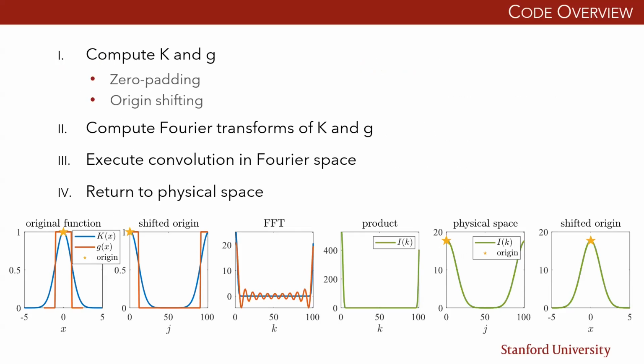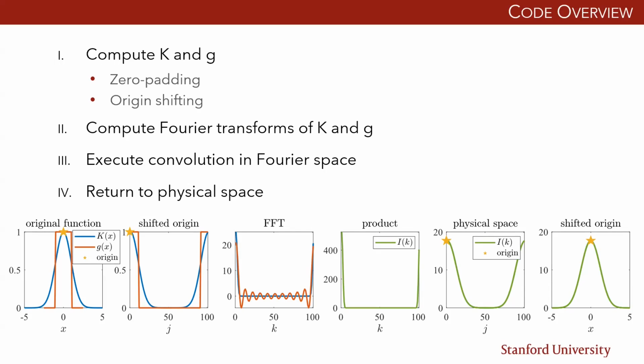Okay, so just to quickly run through what the code is doing. The first thing it does is compute this kernel k and also the source function g over the domains, and then do some processing on them to prepare them for the convolution step. That includes zero padding and also shifting the arrays such that they're in an origin-first configuration instead of origin-centered.